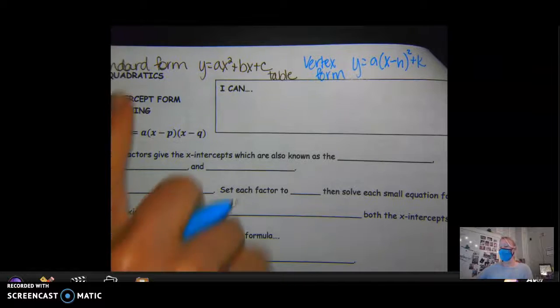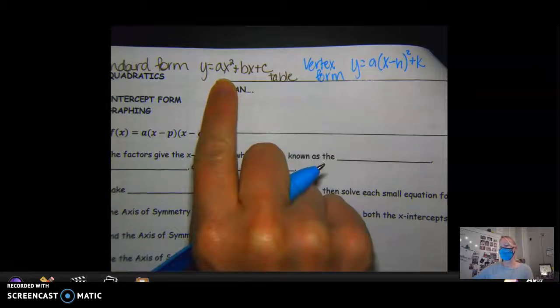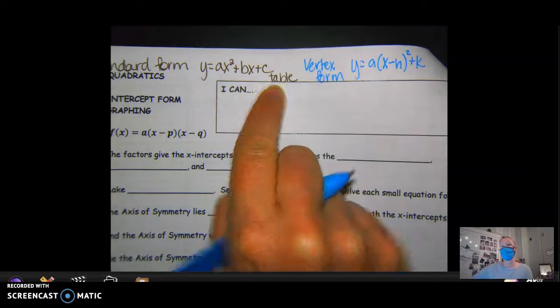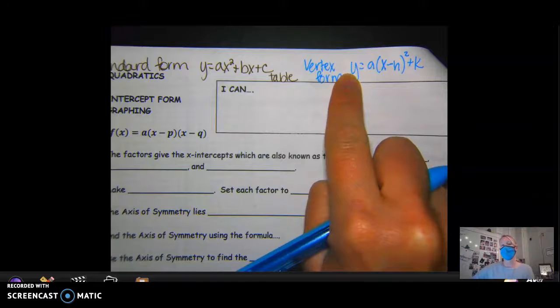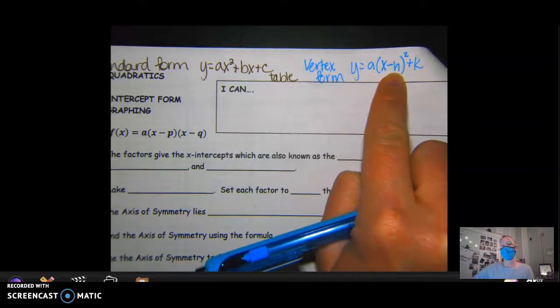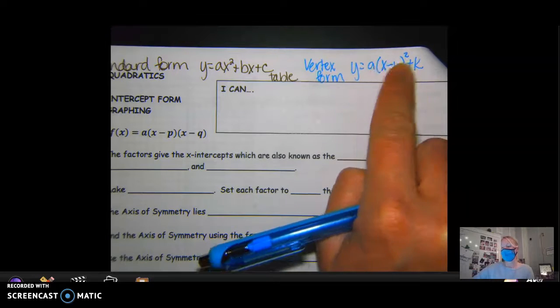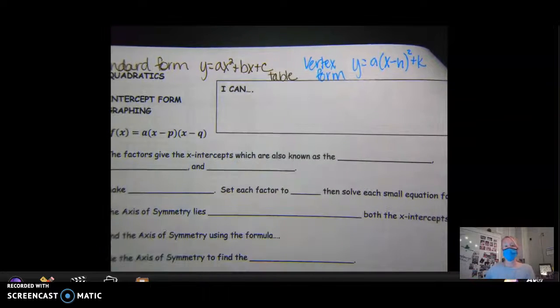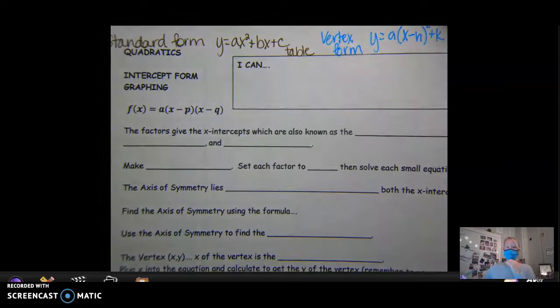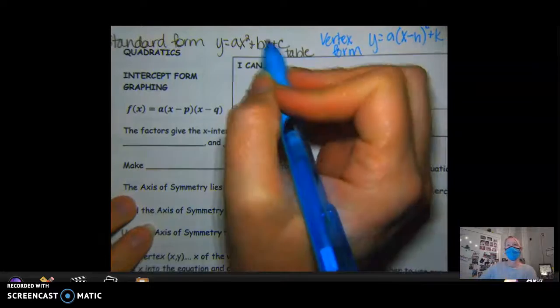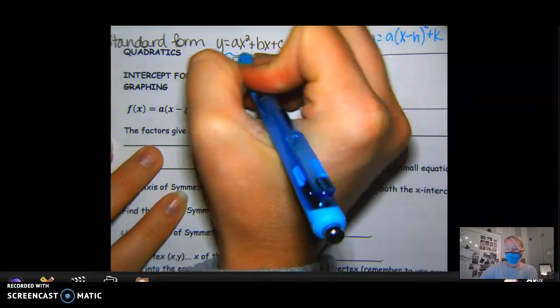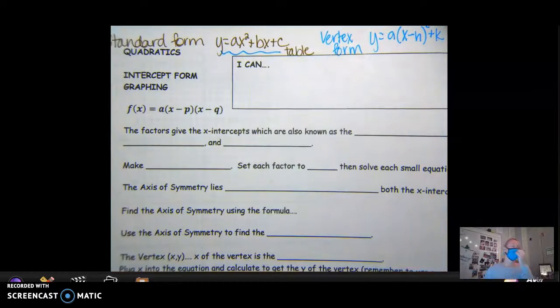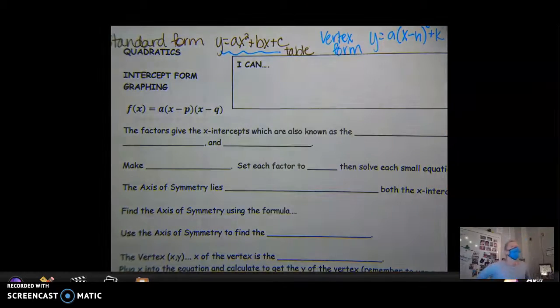Okay, so again, the two forms that we've already learned: standard form, ax squared plus bx plus c, we used a table with that. Then we went to vertex form, which is a(x minus h) squared plus k. Then we're going to learn the third method today. We are going to learn intercept form of graphing, which is essentially taking this standard form and factoring it.